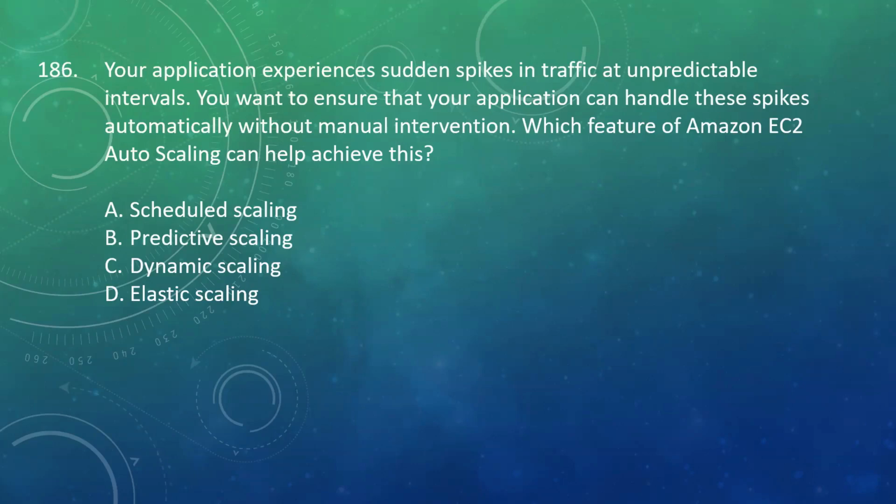Amazon EC2 Auto Scaling's dynamic scaling feature allows your application to automatically handle sudden spikes in traffic by automatically adjusting the number of instances running based on the defined scaling policies. This helps ensure that the application can scale up or down as needed to maintain performance and availability without requiring manual intervention.